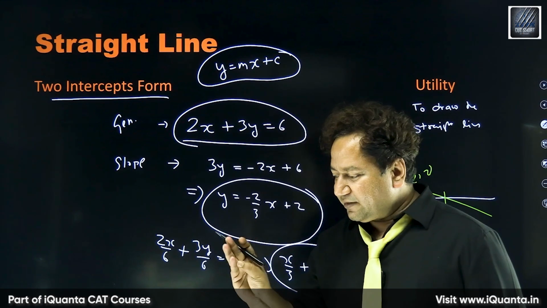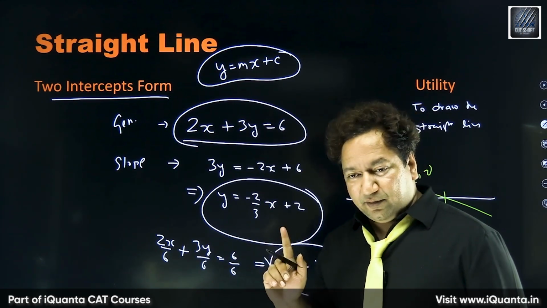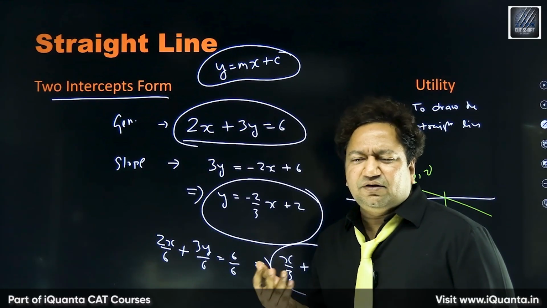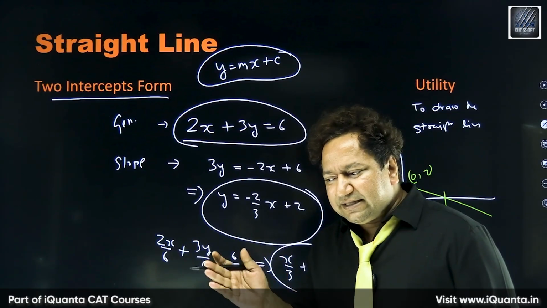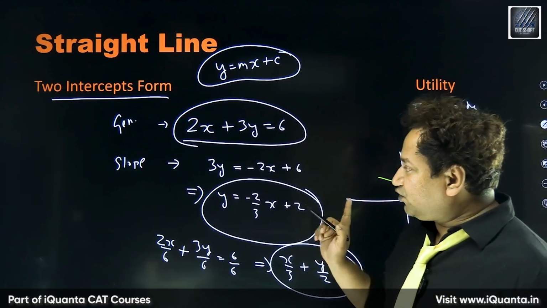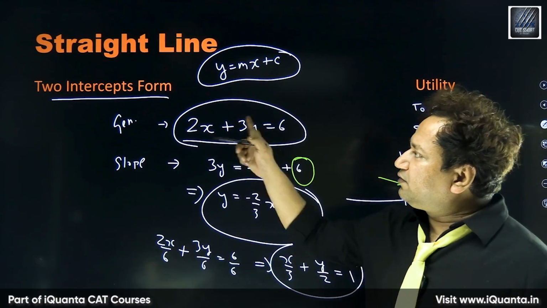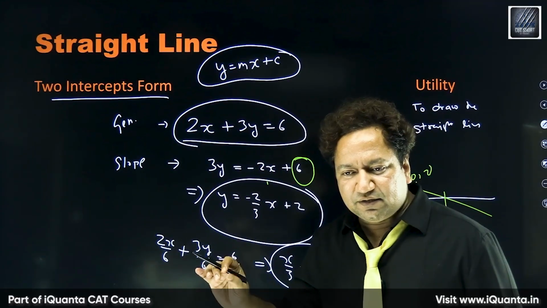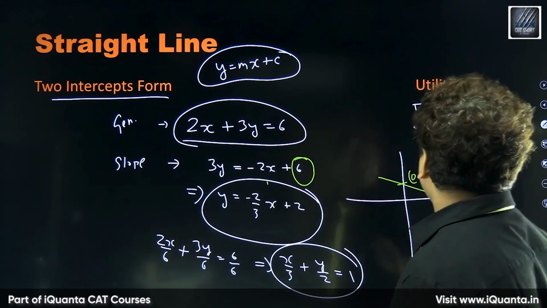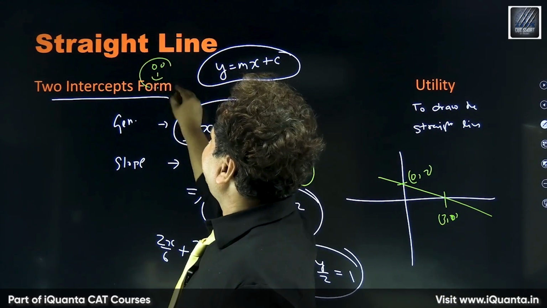I repeat, the general form is first, to identify the line. Second, to calculate the values of x and y which satisfy the equation. Slope-intercept form is to identify the slope and the y-intercept. And two-intercepts form, the main utility is to draw the straight line graph properly. So this is my favorite, because this helps me in drawing any graph.